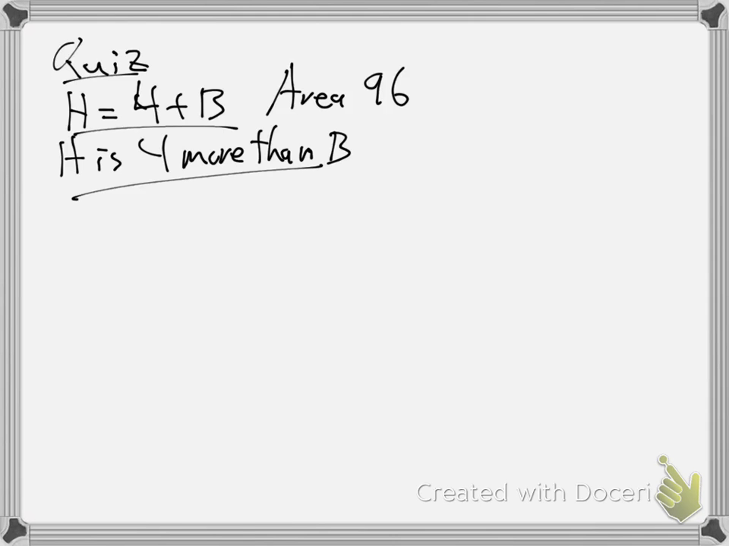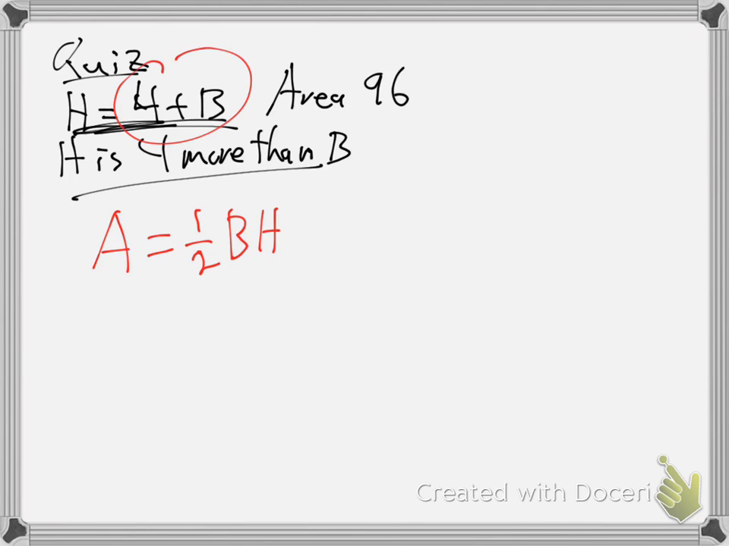So height is 4 more than the base, right? Height is 4 more than the base. Height is 4 plus b. Everybody get that one right there? What's the area of a triangle formula? Yeah, a half times base times height, right? Area is a half times base times height. And so then we take this right here and plug it in for h, don't we? Everybody good with that?